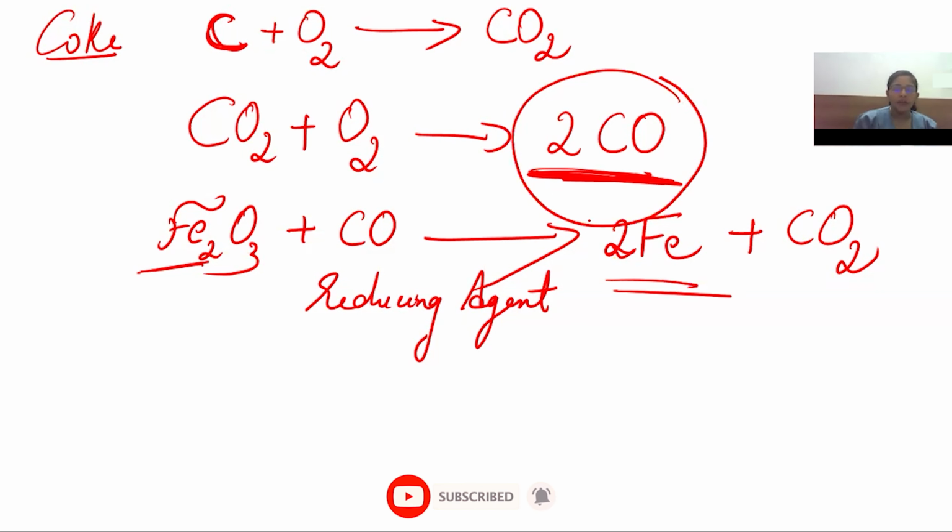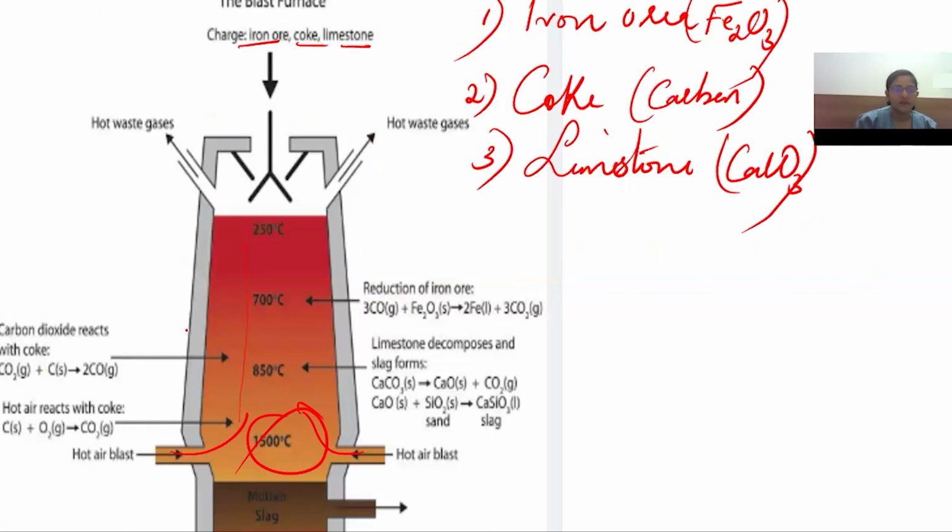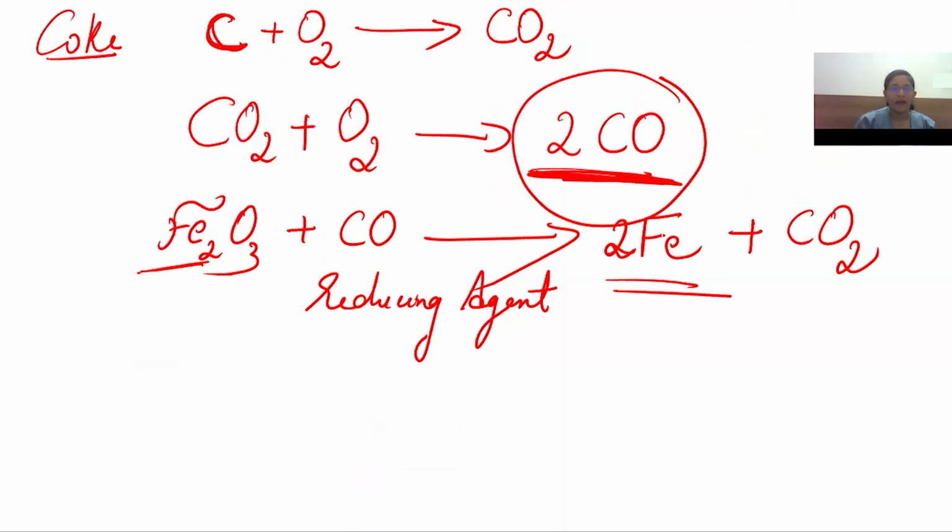Now we have to balance this. Here in this blast furnace, the first step is carbon reacts with oxygen forming carbon dioxide. This carbon dioxide again reacts with the carbon giving carbon monoxide. The next step is carbon monoxide reacts with Fe₂O₃ forming iron. Next you have to balance this: 3CO and 3CO₂. So the equation is now balanced.